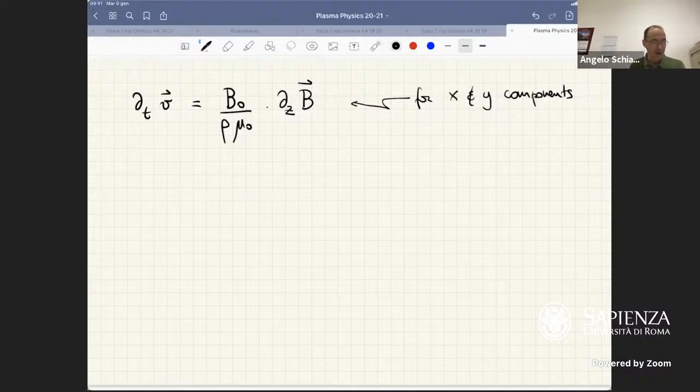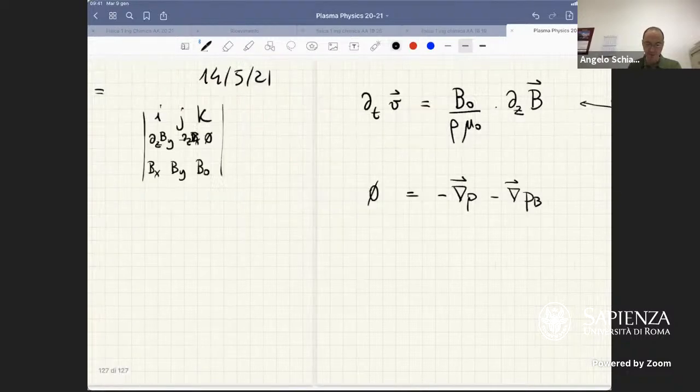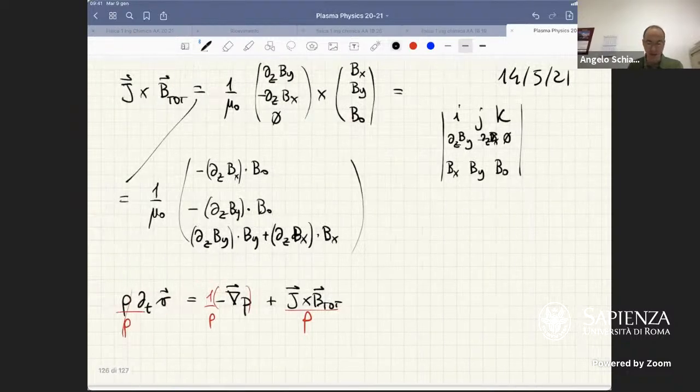Okay. The third component says that since we don't have a time derivative of the velocity along the Z direction, there is 0 on the left, and what remains is the gradient of pressure, which, if you remember, is only along the Z direction, so it is dz of the pressure, minus the gradient of the magnetic pressure, PB, which comes from this term here.